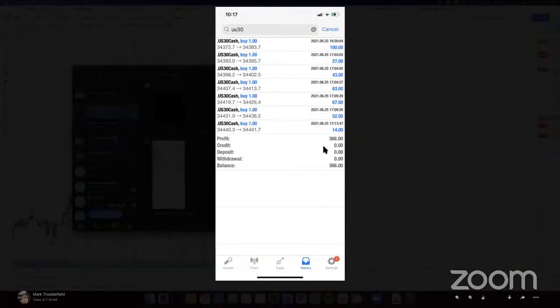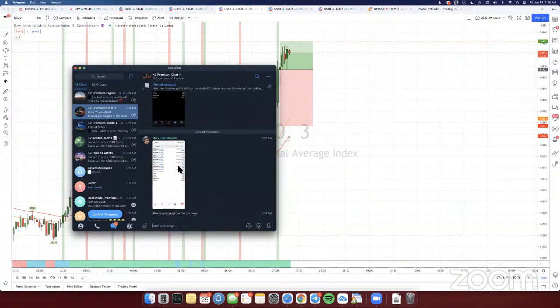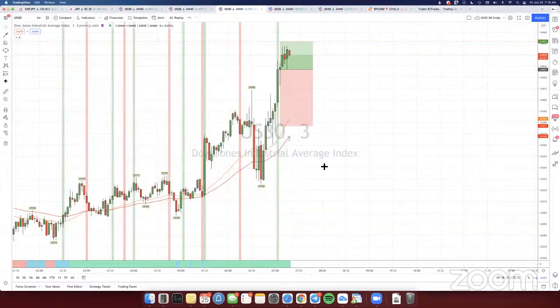Mark over here, he's up 336. Nice work, Mark. So Mark took the buy there as well. Looks like he closed out of it. He was in that buy and he looks like he closed out in profit. So yeah, it's looking like Jeff right here just mentioned too, it looks like it wants to roll over. So that's why I find it to be a bit risky right now to be holding on to anything else.